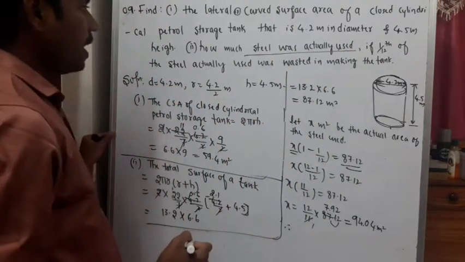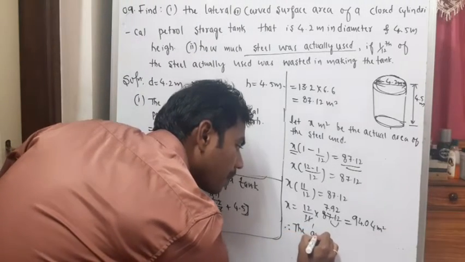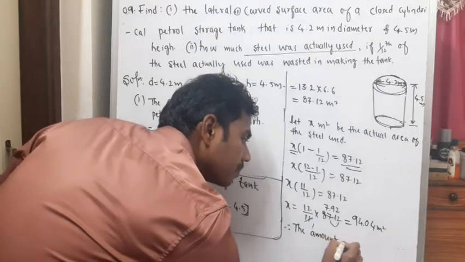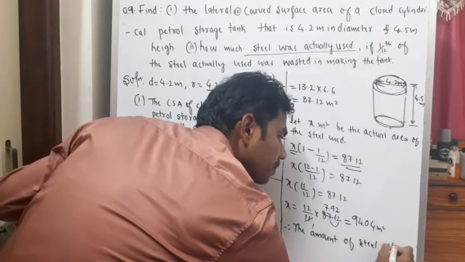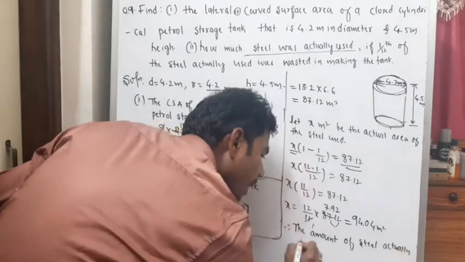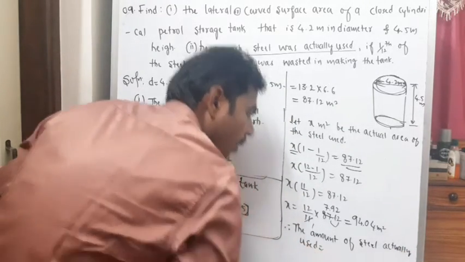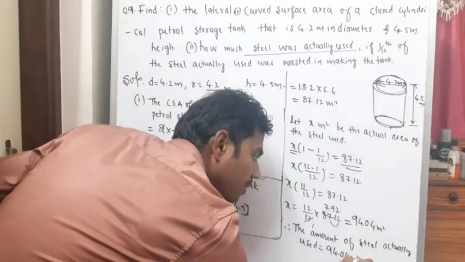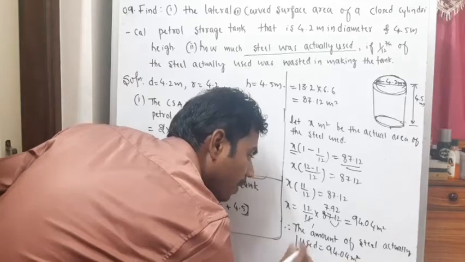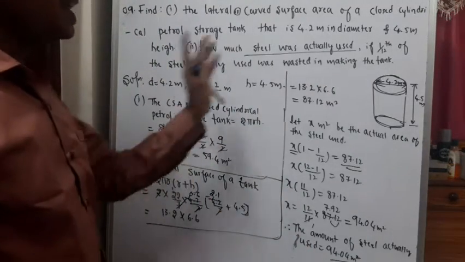The amount of steel actually used is equal to 94.04 meter square. Hope you understood. This is your final answer. Okay, so please note this down.